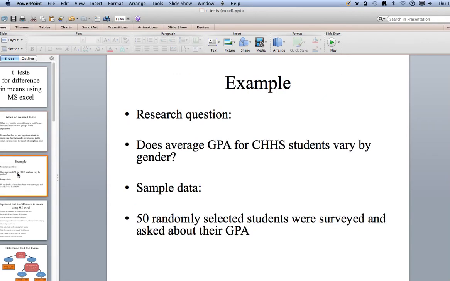So let's work on an example. Suppose that I have a research question, and that is, does average GPA for CHHS students vary by gender? Are the GPAs for female students different than the GPAs for male students in the population of CHHS students? And suppose that to answer that question, I have sample data. I have 50 randomly selected students that were surveyed and asked about their GPA.